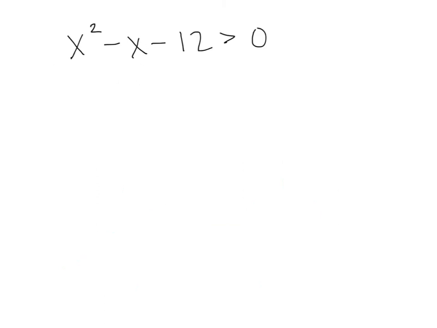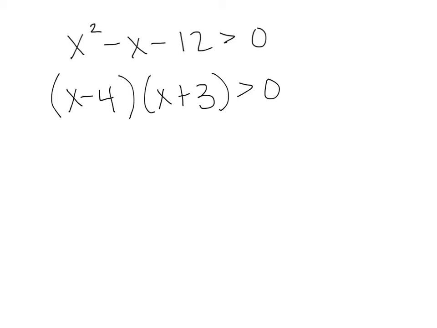Let's go ahead and look at our first example. It's already set equal to 0, which is the first step. The second step is to go ahead and solve it. You could solve this lots of different ways: square root property, quadratic formula, completing the square, whatever you want. I'm going to factor it because it is factorable. I need 2 things that multiply to a negative 12 and add to a negative 1. That is going to be negative 4 and positive 3.